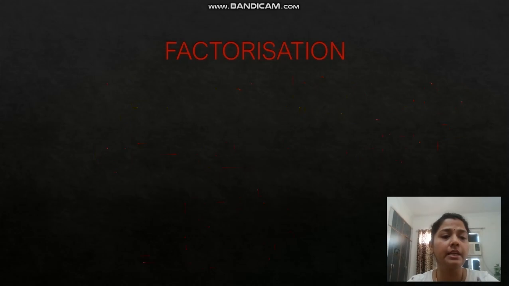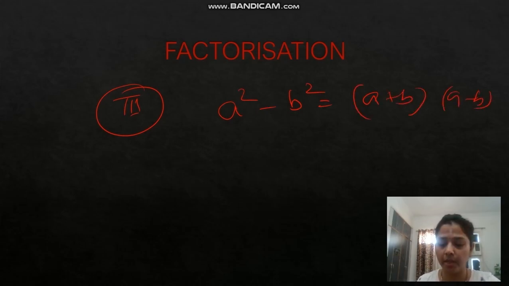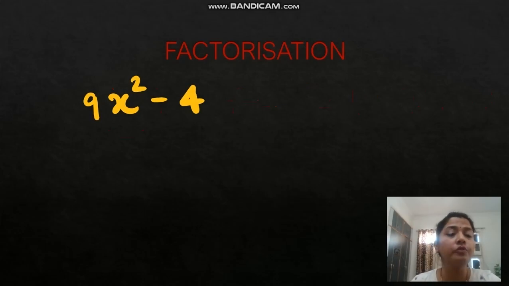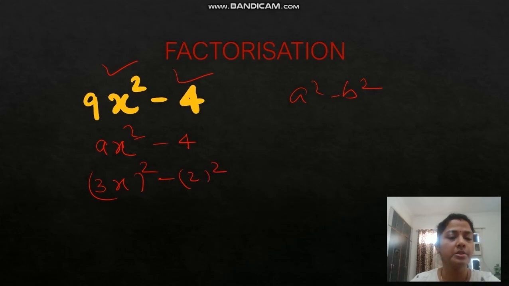Okay, now we will see using identity 3. What is identity 3? It is a square minus b square is equal to a plus b whole multiplied by a minus b. That we know. Okay, now how to do factorization by using the third identity? So it will be 9x square minus 4. So how can we write? Are there two terms? Yes, there are two terms. Because in a square minus b square, how many terms are there? Two terms. So can we write in the form of a square? Yes, we can write 3x whole square minus 2 whole square. So it will be a and it will be b. A square minus b square.